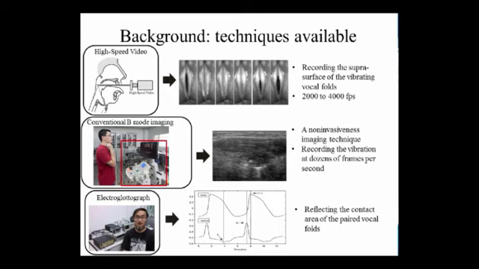In order to visualize the vibration of the tissue below the mucosal surface, researchers have introduced B-mode ultrasound imaging. However, with conventional B-mode ultrasound imaging, the frame rate is only dozens of frames per second, and it is way slower than the speed of the vibration of the larynx.